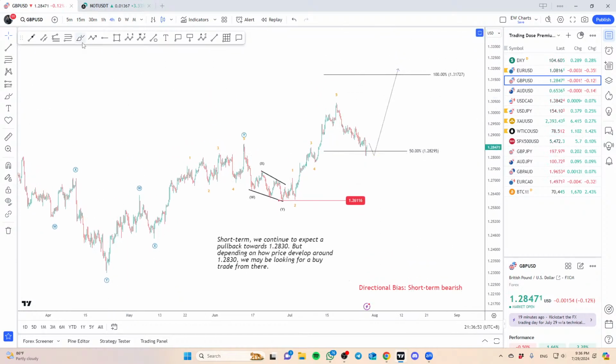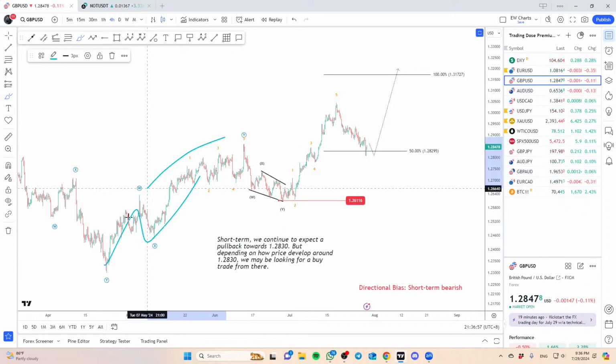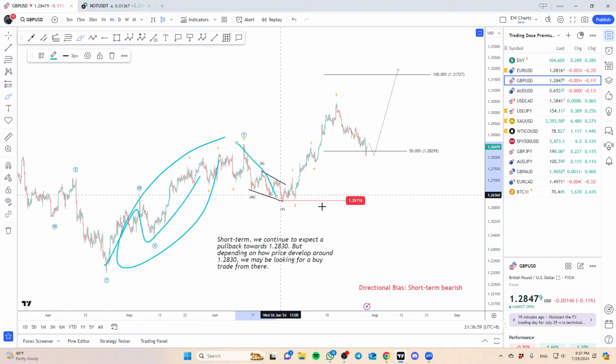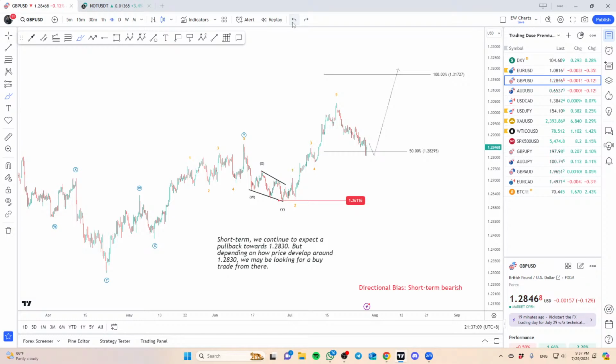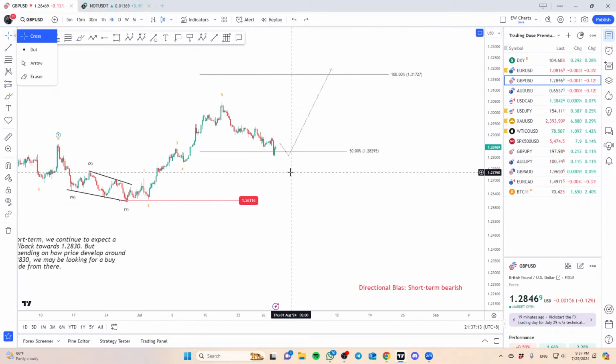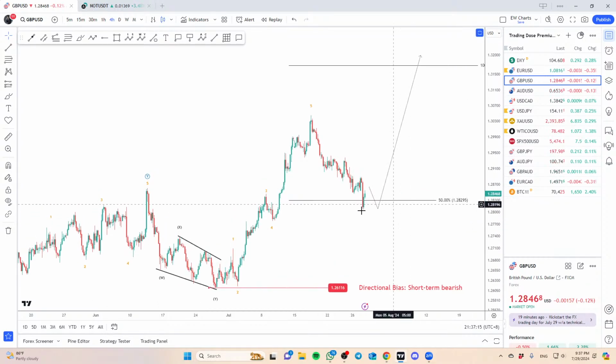So what I'm seeing on pound dollar is essentially a WXY structure. Completed a 3-year cycle here, a pullback, and then a 5-wave internal here, a pullback, and kind of expecting this to push up. But we will definitely want to be a little bit patient and wait for some sort of a confirmation from the market first that it's indeed wanting to bounce.